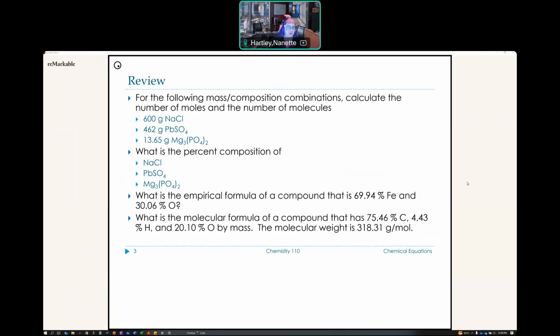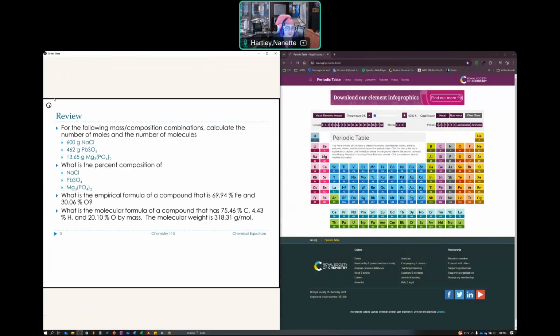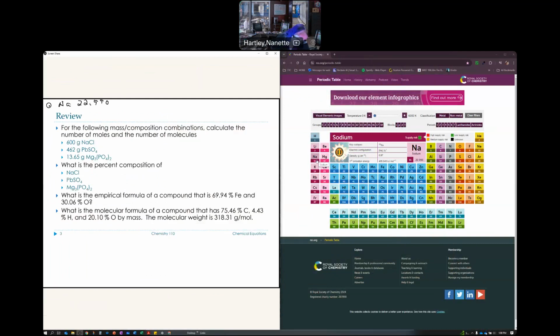Now, the first thing I want to do is to calculate some molecular weights. So I'm going to look at my periodic table so that I can do that. We're going to start with NaCl. So I see that my Na is 22.990. Cl is 35.45.